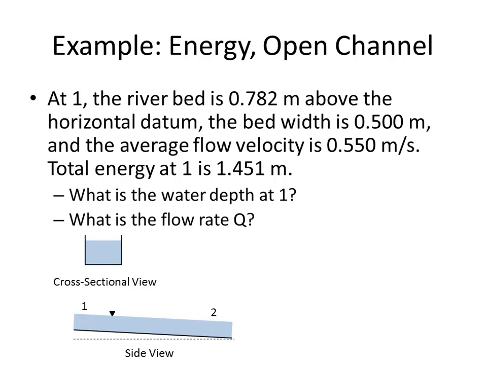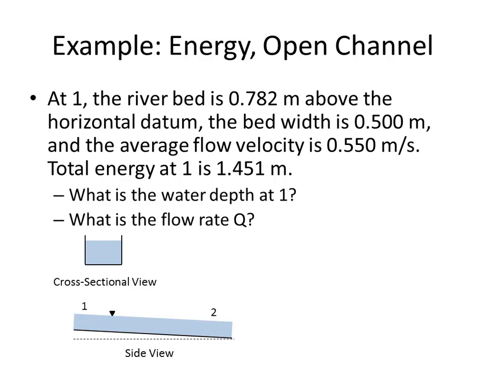prismatic channel. It's a rectangular cross section, and we know at location 1 the riverbed is some distance above the horizontal datum. The width of the channel is known, and we know the average cross-sectional velocity is 0.55 meters per second. And so if we know the total energy is 1.41, can we use that to find the depth of flow at 1? And then also, what's the flow rate?